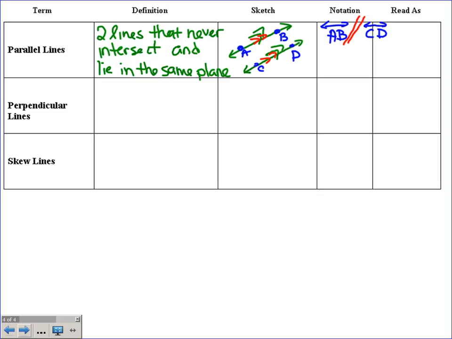Hey, somebody give me their definition of perpendicular. You guys know what it is. What does it mean? Right? That's my line. They cross, and what's the angle? 90 degrees. Pretty flat. Okay. So 2 lines that intersect at a 90-degree angle. Okay. 2 lines that intersect at a 90-degree angle.